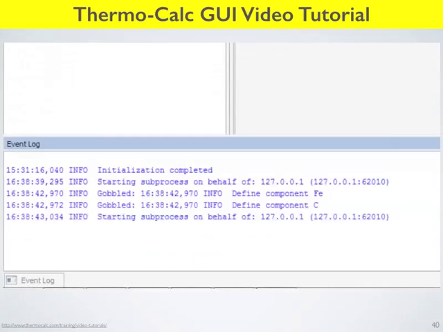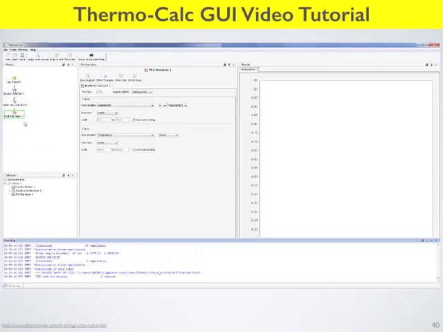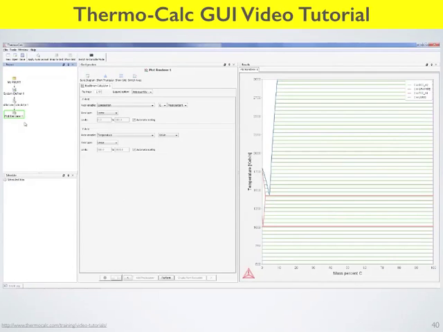Also, when I perform the plot, a new window appears, the event log. Here you find information about ongoing calculations, warnings, and error messages. It will show automatically when you click perform and disappear when the calculations are done or when you click somewhere in the application outside the event log. When the calculations are done, you will see the plot in the results tab.